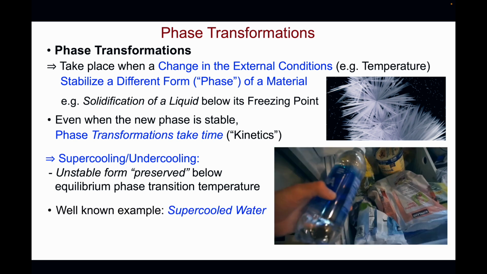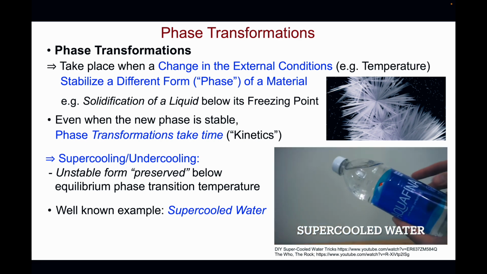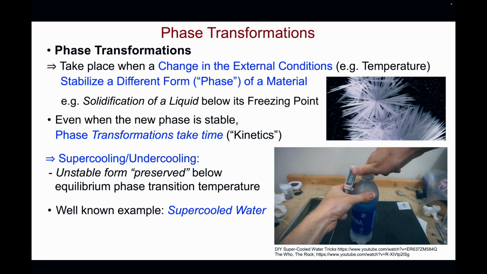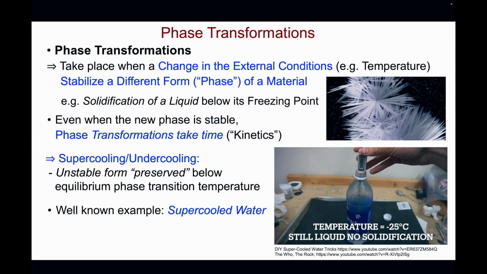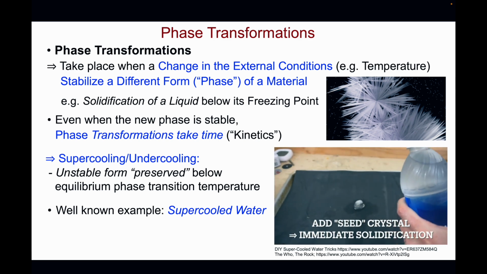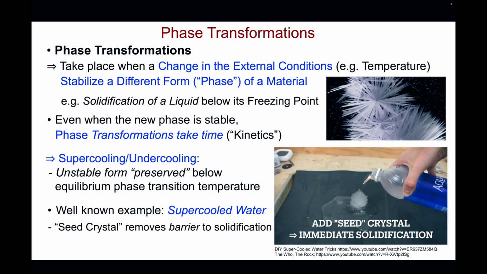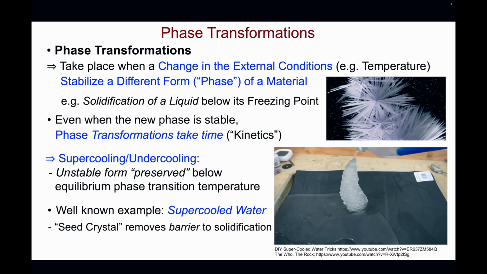A well-known example is the supercooling of water. We can cool water well below its normal freezing point, and if it is pure, it will not immediately transform to ice. This bottle of water is taken from a freezer at -25°C, and it's still a liquid. It would remain so for a considerable time unless we give it some help in removing the barrier to crystallization. In this case, by adding a so-called seed crystal, which immediately causes solidification of all the water.